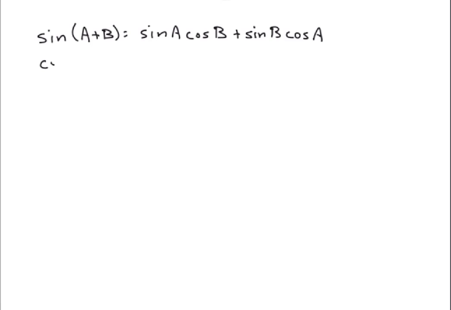And the final set of identities that come up fairly regularly are the angle addition formulas and double angle formulas. If we have sine of A plus B, this is going to be sine A cosine B plus sine B cosine A. Cosine of A plus B is cosine A cosine B minus sine A sine B.